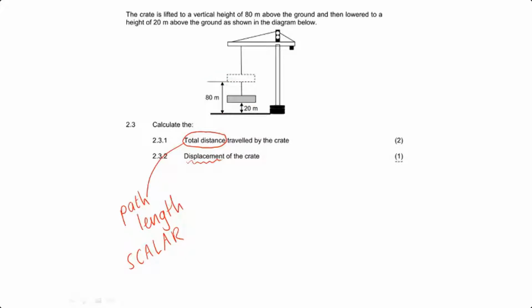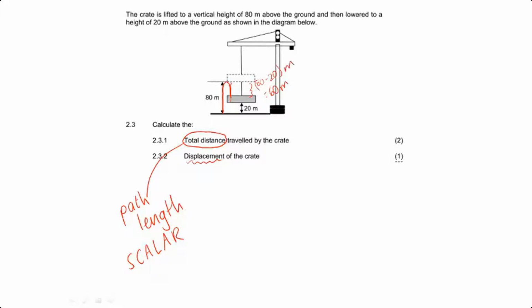The object started down here on the ground, went 80 meters up, and then it went down until it reached this level here. This level here is 20 meters above the ground. So how much distance did it cover here from there to there? Well, it must obviously be 80 minus 20. That tells you that distance there, which is 60 meters.